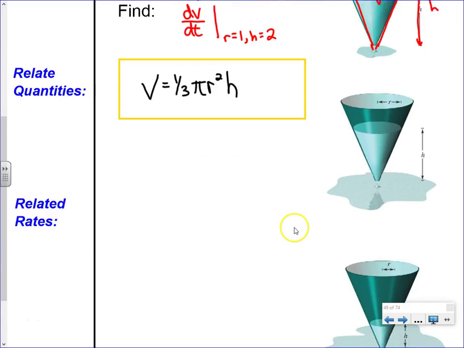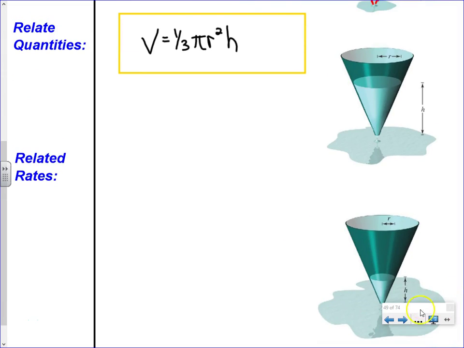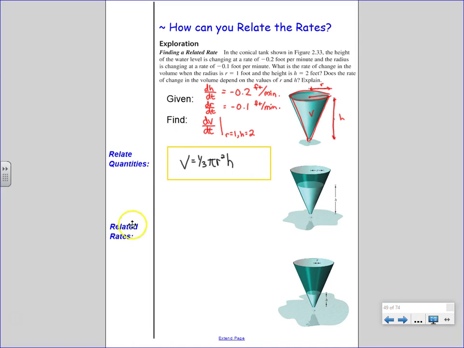So let's take our relationship of our quantities and let's figure out how our rates are related. Let's figure out the related rates. But how? d/dt of one side, d/dt of the other.